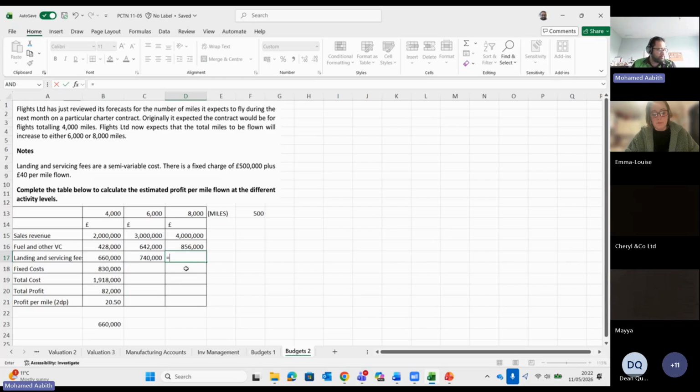Now let's look at that next one. 500,000 pounds plus 8,000 miles times 40 pounds. So that gives you 820,000. Can you see here? There is a fixed element and a variable element to it. Can you see that here? There is a fixed element of 500,000 pounds, and a variable element of 40 pounds per mile flown. So the more miles they fly, they will still have that £500,000 as my fixed charge. And the more you use, the more charge you're going to pay towards that landing and servicing fees.